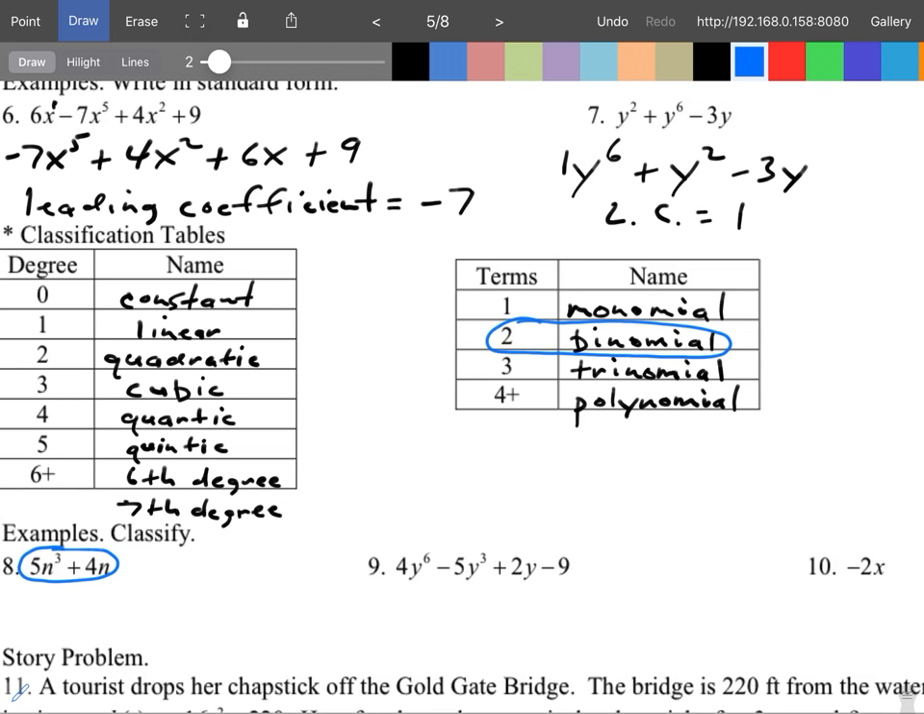And then, what's the degree on number 8? Somebody's got to unmute. Is it 3? Yeah, the highest power term has a 3, right? So it's degree 3. For degree 3, it's called cubic. So then we're going to write down that one as a cubic binomial.